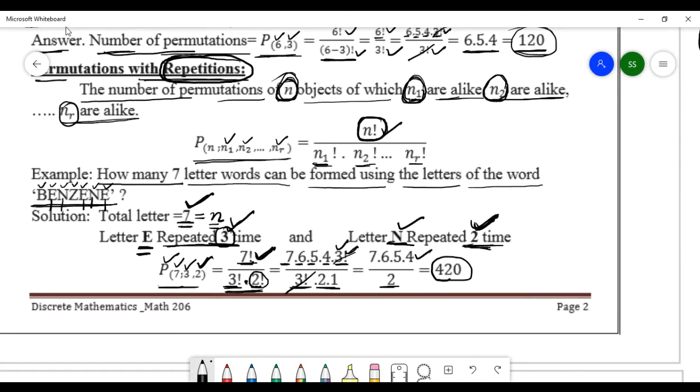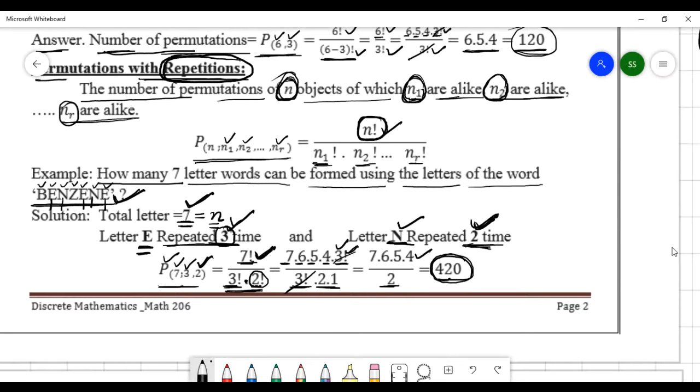So from the letters of this word, benzene, how many permutations, that is, how many arrangements can you make if you change the letters? You can make 420. So the number of permutations is 420. Just remember this; let me write here again.